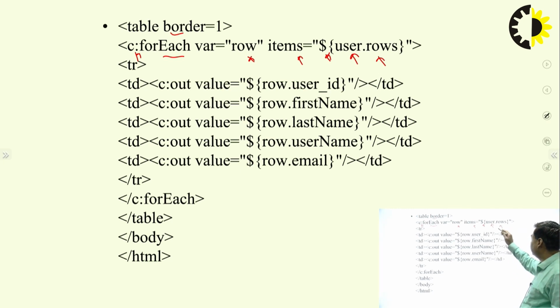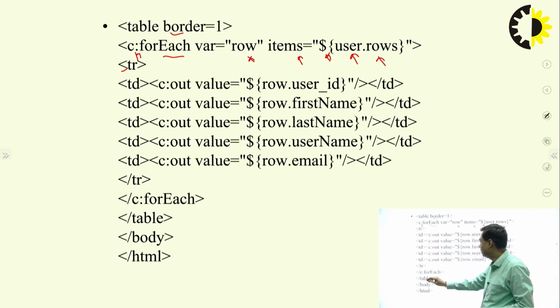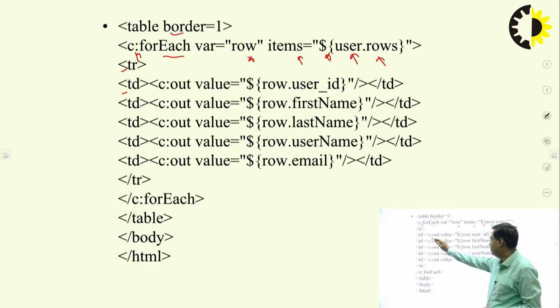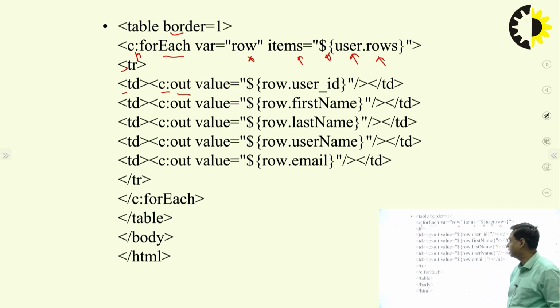Now we have taken the number of rows in a variable items. Next part is to display the value of each field, that is, of each record, to the audience. So for that we have created a row tr, then we have created a cell. Within the cell we are using the JSP action c:out. Then we are using the JSP expression, dollar symbol, and we are using this variable row that we have already defined here.